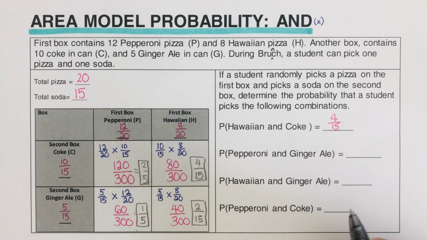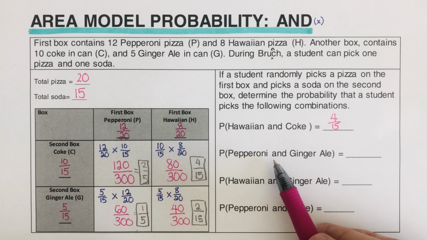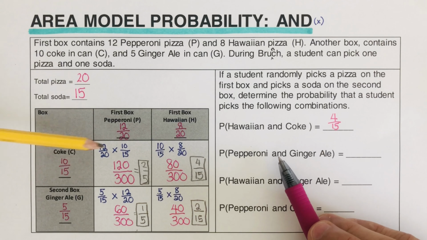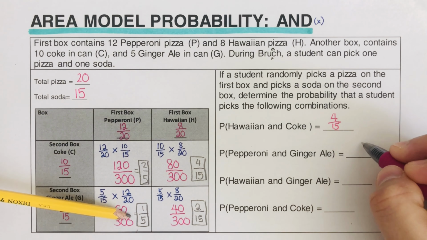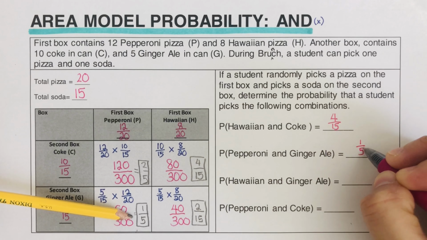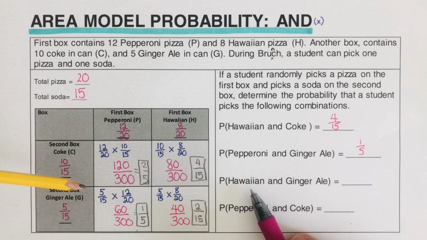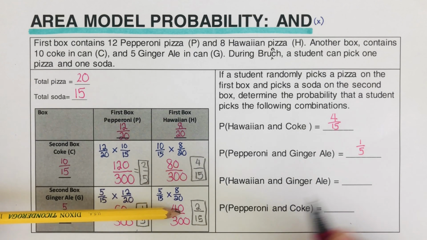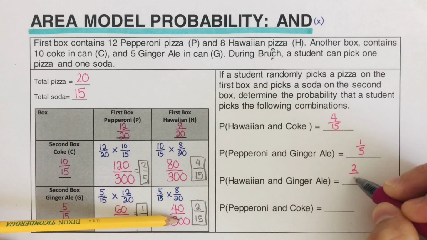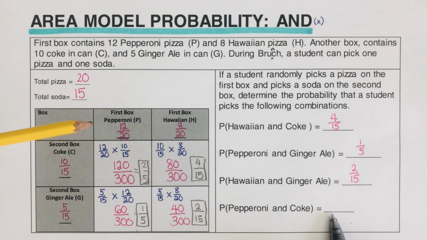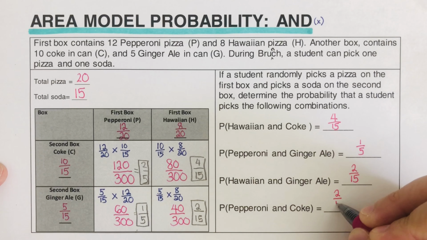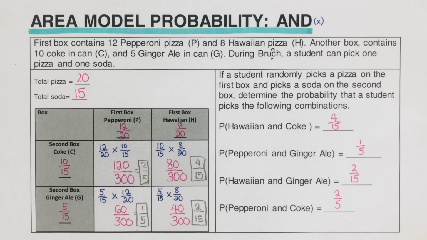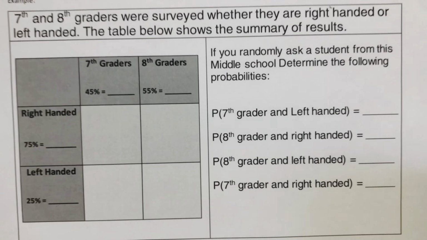Okay, so what did you get? So we have pepperoni and ginger ale. So pepperoni and ginger ale would be 1 over 5. Did you get 1 over 5 for this? Good. What about Hawaiian and ginger ale? Hawaiian and ginger ale is 2 over 15. And pepperoni and Coke, so that would be 2 over 5. Did you get the same answers as this? Good. Perfect. Now, this time around, we are going to have the next example.